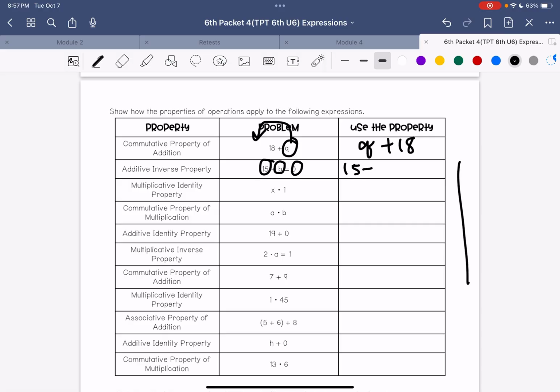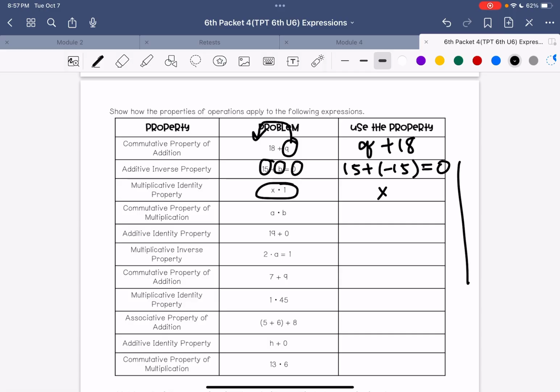15 plus negative 15 equals 0. And you could have also written that it was negative 15 plus 15, giving you 0 as well. That counts as well. All right, multiplicative identity property. Anything times 1 is just that thing itself. So you're done with that.